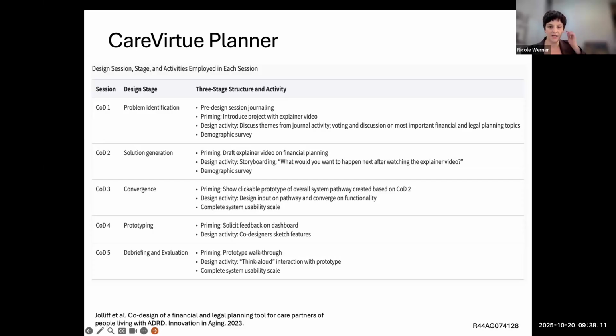Then we brought them through the solution generation with storyboarding, where they would actually sketch out what they were doing, what would happen if they were using the tool, convergence, where we brought a clickable prototype to narrow down the options of what the prototype would ultimately be, going through the prototyping process again, where they're sketching and we're creating the wireframe, and debriefing and evaluation. So doing a walk through the prototype, having them think aloud with the prototype, and then completing an assessment using the System Usability Scale with open-ended feedback so that we could use all of that to ultimately improve the design.